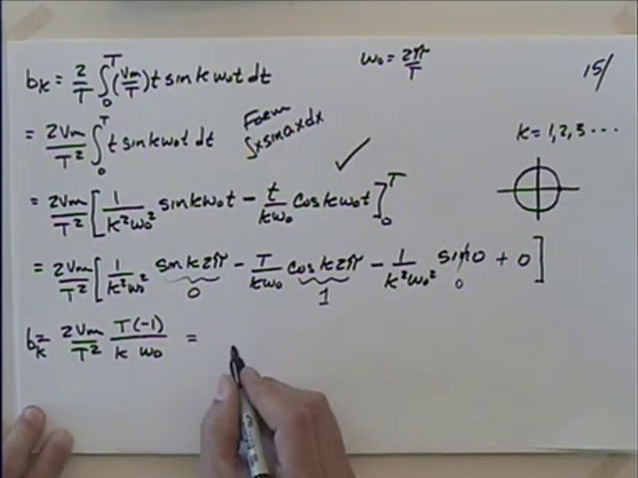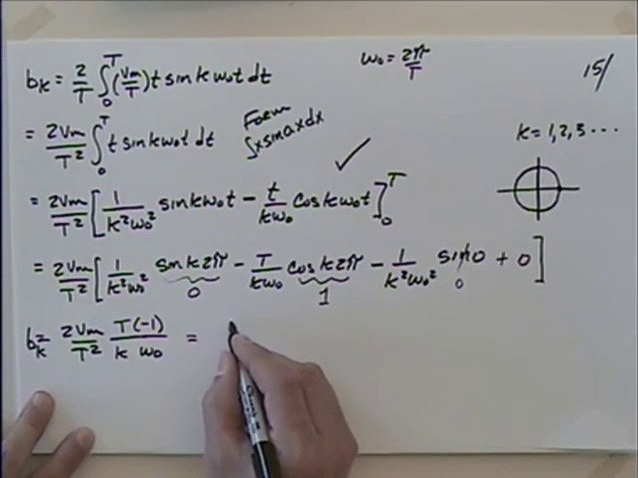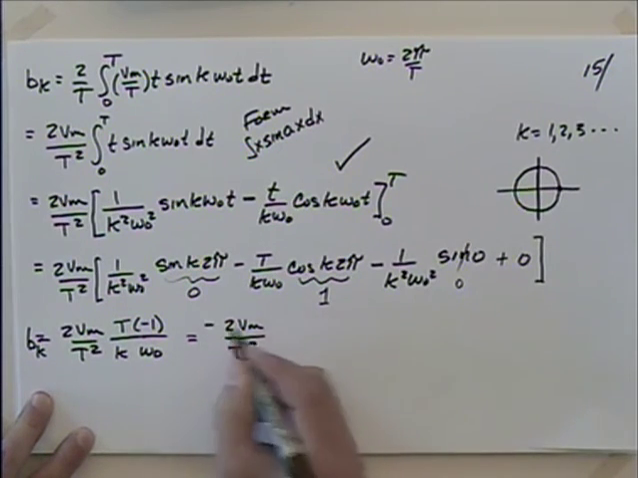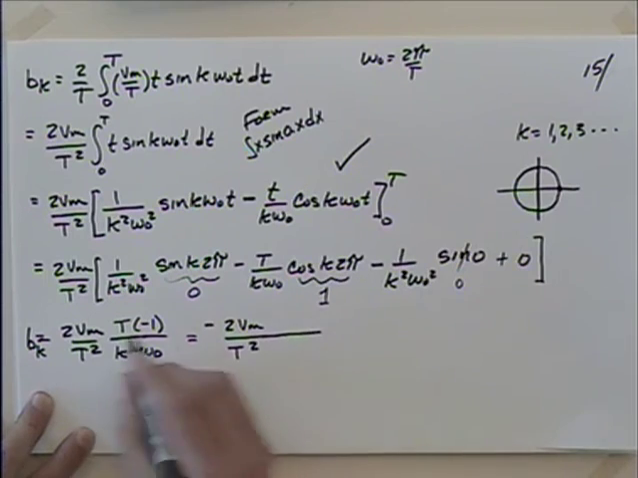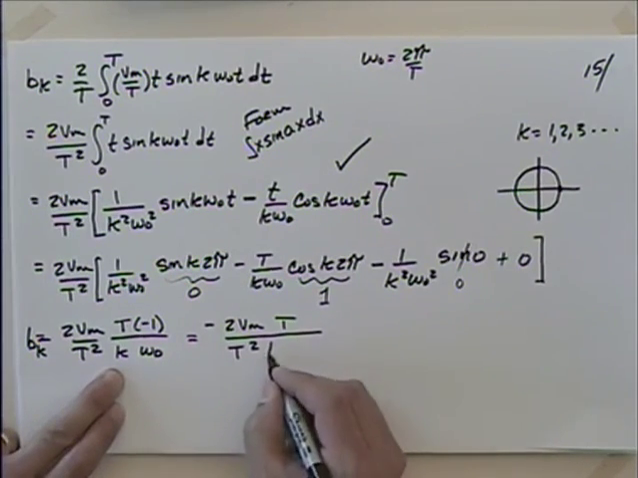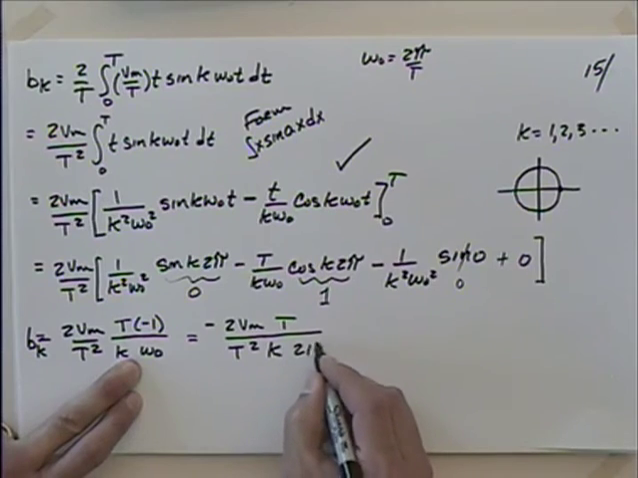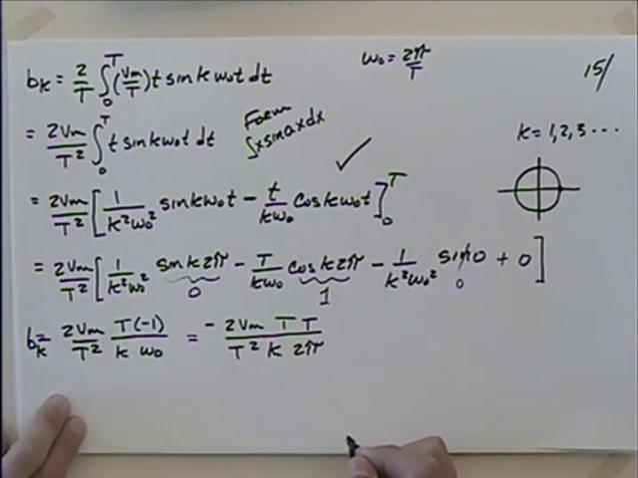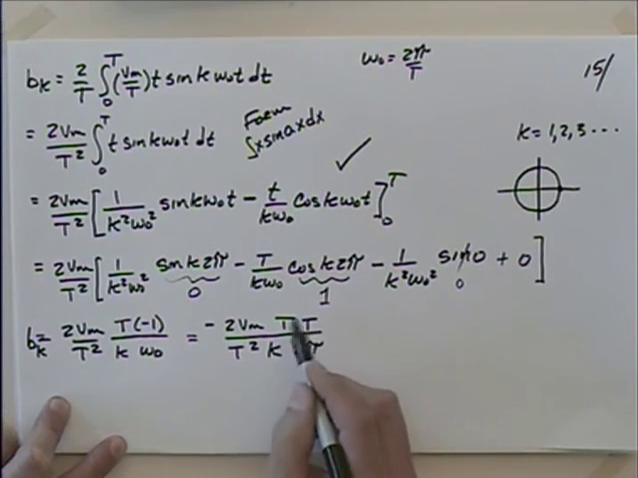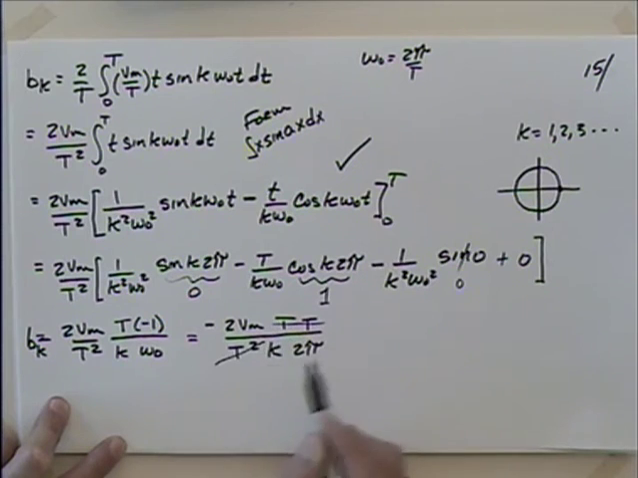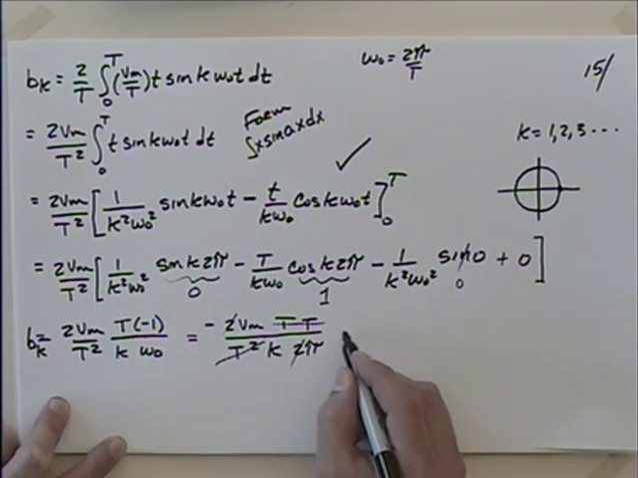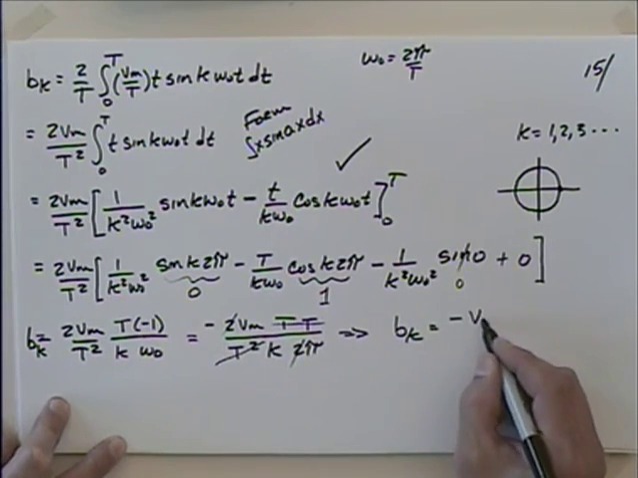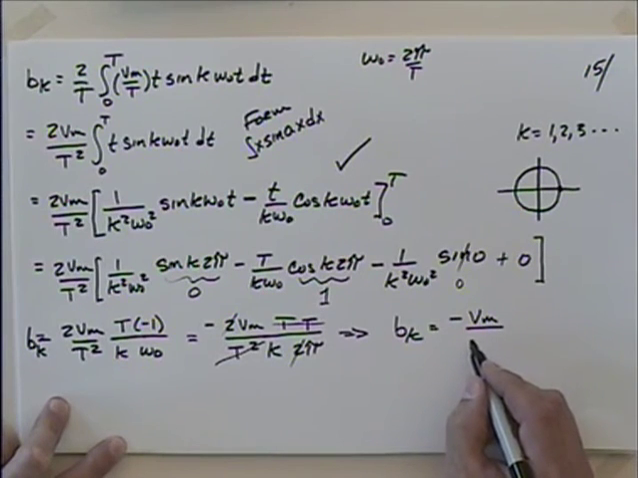Okay, so what's this going to be equal to? 2 Vm over T squared with the negative sign out front. Put a T here for that. We got a k. We got omega naught, which is 2 pi over T. Denominator of a denominator becomes a numerator, so I have a T, right? So I get to cancel those with that. I get to cancel that with that. And I'm left with b sub k being equal to minus Vm divided by k pi.